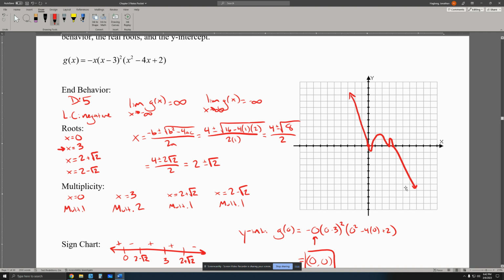So we should have a function that looks like this. Again, don't worry too much about those y values. This is just a quick sketch of the graph. The big thing that we're looking for is it passing through or bouncing at each of the zeros?